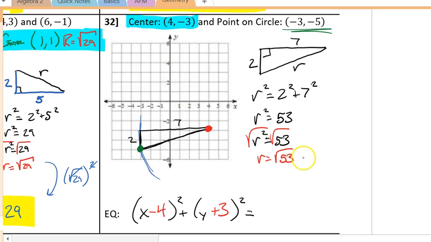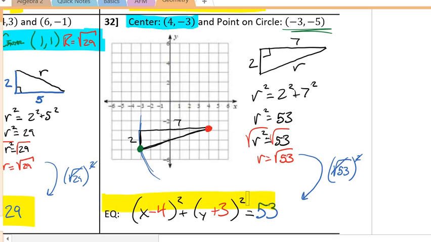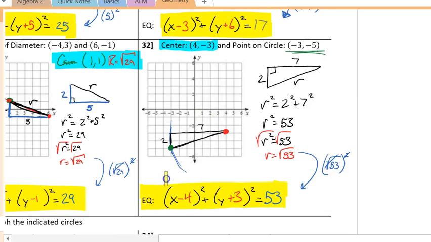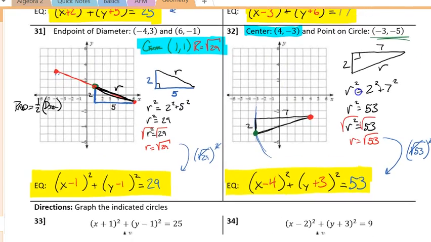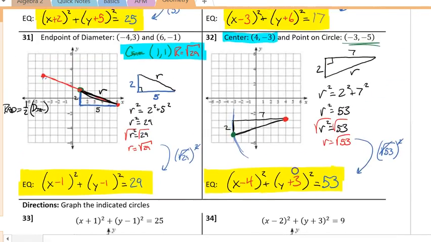In terms of writing it in my equation, though, I'm actually going to have to take that square root of 53 and square it, basically undoing that work there, so that means it's equal to just 53. And there we are. Once again, we don't always have to go ahead and do the Pythagorean theorem, but a lot of the times we do. It's in our wheelhouse, something we can definitely do.